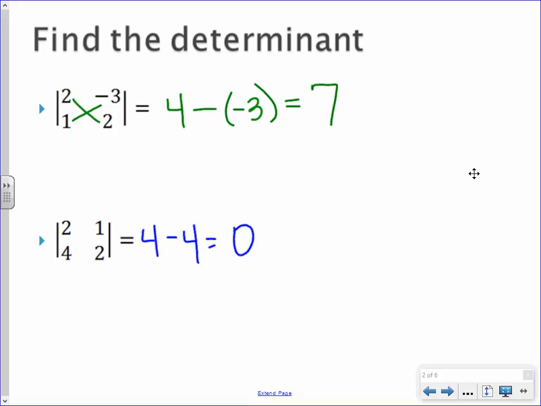I'm going to give you 30 to 60 seconds. I want you to think about the formula we use to find a 2 by 2 inverse. And I want you to think about this situation right here where our determinant is 0. And I want you to discuss whether that is a problem. Okay? 1, 2, 3, go.